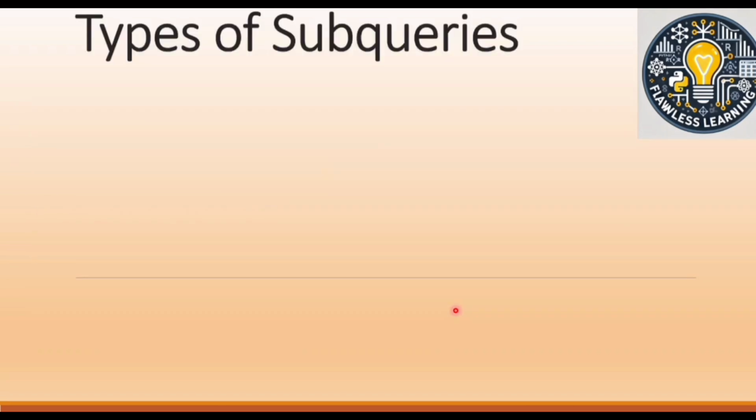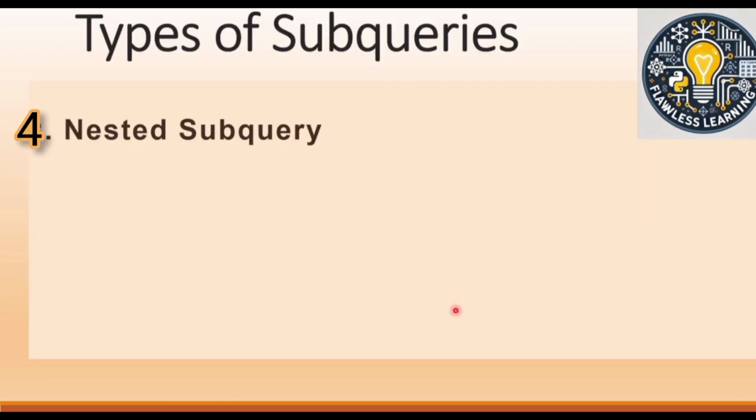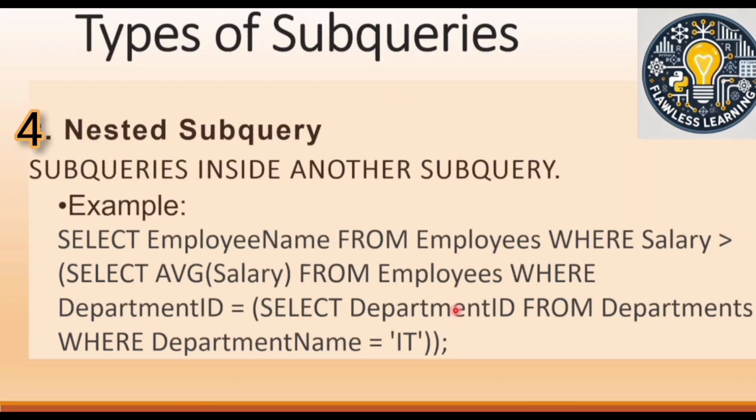Okay, now next, the last type of subquery, which is the nested subquery. Nested subqueries, as the name suggests, are subqueries within another subquery, which allow for very complex query building. So there's a query and subqueries inside another subquery. Okay, so this is the nested subquery.